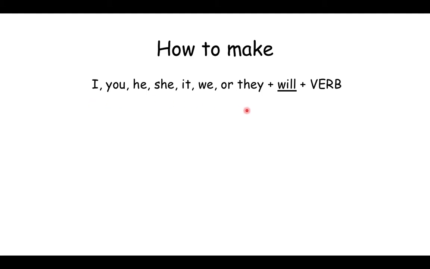We talk about the subject, which is I, you, he, she, it, we, or they, or you could say my brother, or my sister, or my mother. Will, and then you use the simple present tense of the verb to make the sentence. So, I will work today. We have the subject, it is who we're talking about, which is I. We use the word will, and then we use the simple present tense of a verb. So, work. Work is the verb.